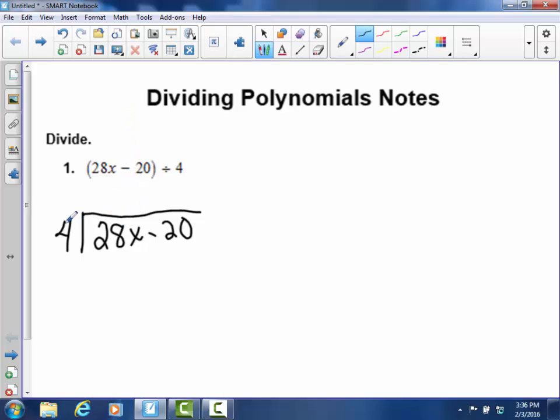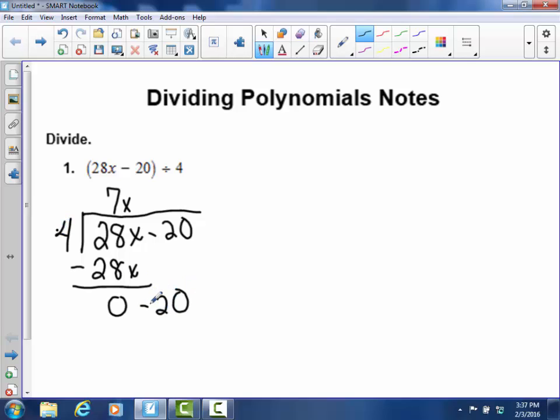Okay, so we ask ourselves, how many times will 4 go into 28? Well, that would be 7, right? And then we need this x, so 4 times 7x is what we need to have there. So 4 times 7x is 28x, and if you'll recall from long division, you subtract each time. So 28 take away 28 is 0. And then we're going to bring down our minus 20.